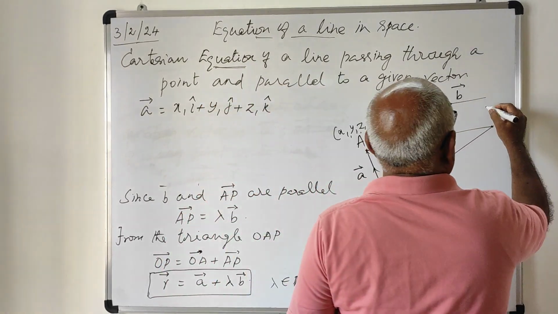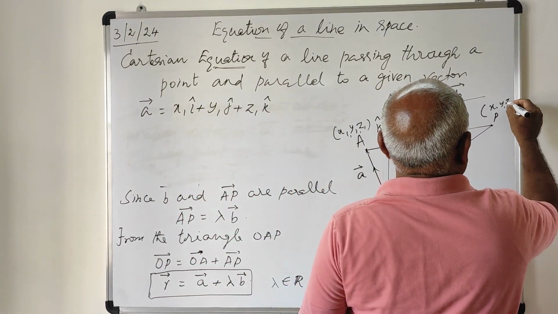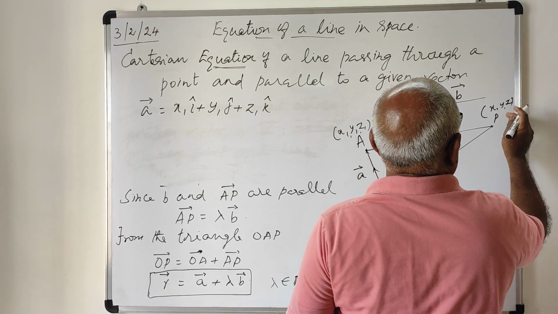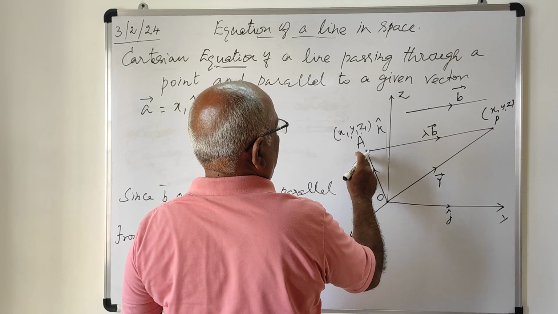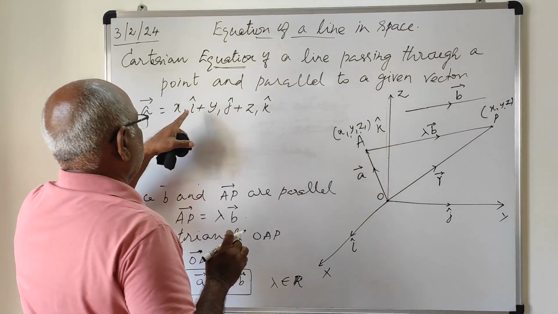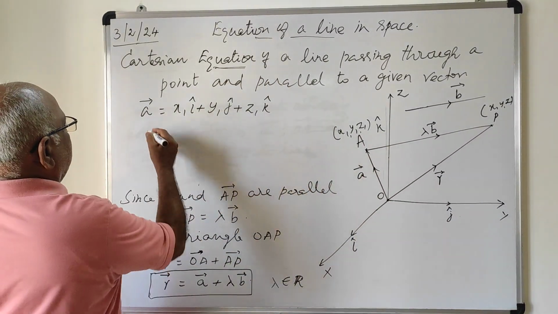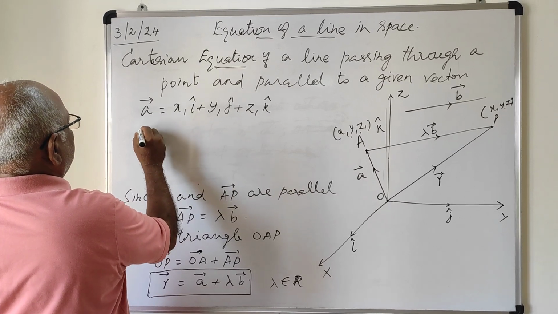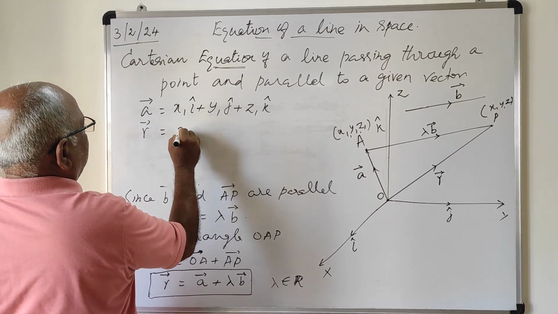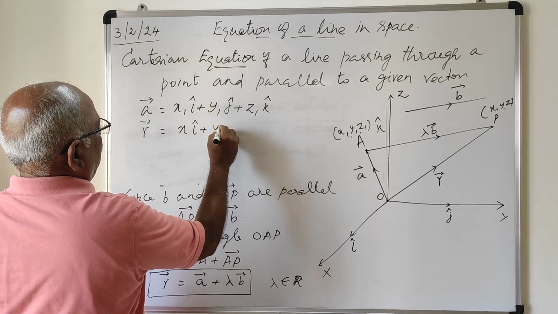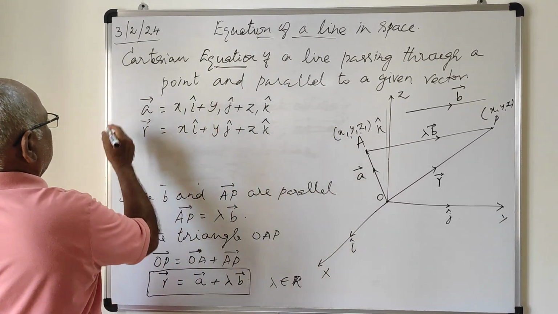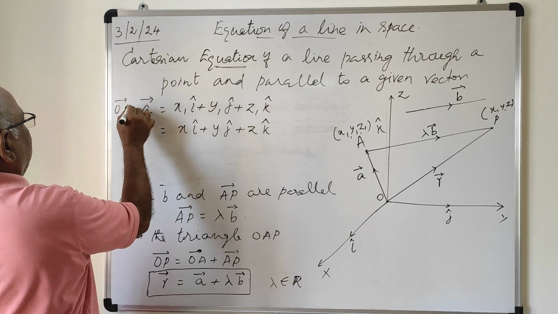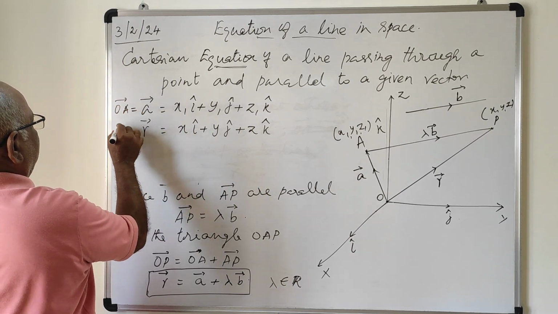Similarly, the point P is x, y, z. Point A is x1, y1, z1. Therefore, the A vector is x1i plus y1j plus z1k, and the OP vector, the R vector, is xi plus yj plus zk. So the OA vector is the A vector and the OP vector is the R vector.